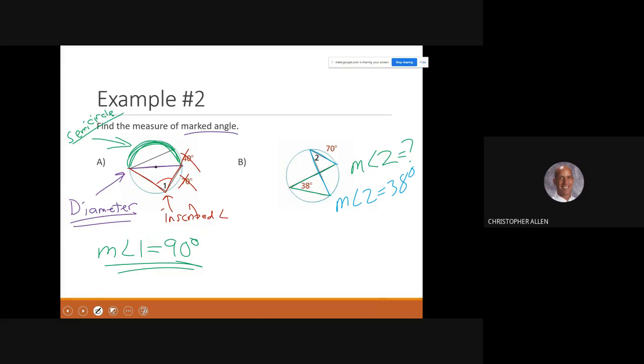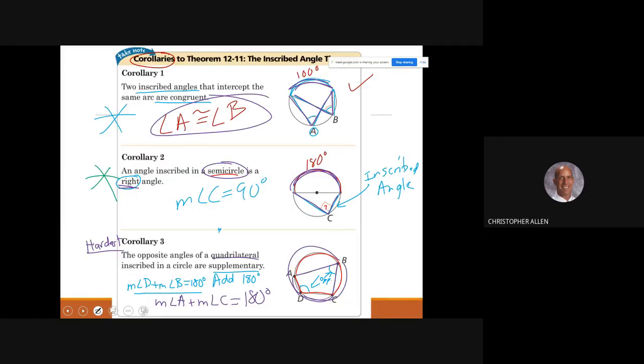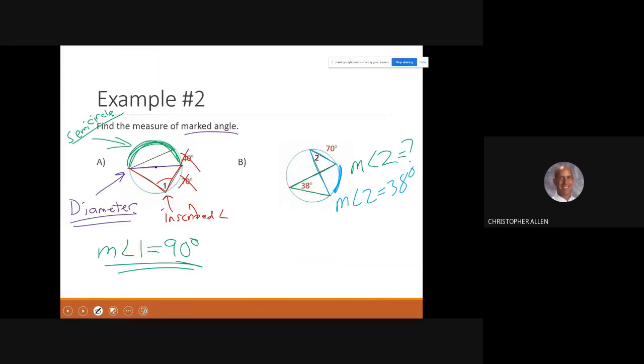Let me explain why it's 38. By the way, here's the gist of it. You see this arc right here? Do these two inscribed angles intercept the same arc? Do they have to be congruent? That's exactly what I said up here in this one. Two inscribed angles that intercept the same arc are congruent. It's literally this picture right here. And so that's why the answer there is 38.